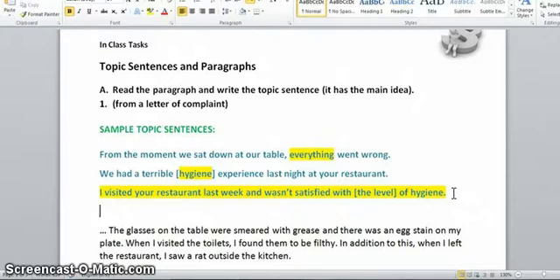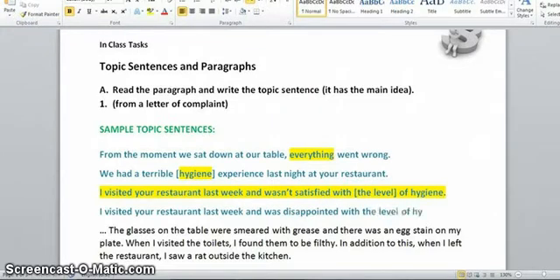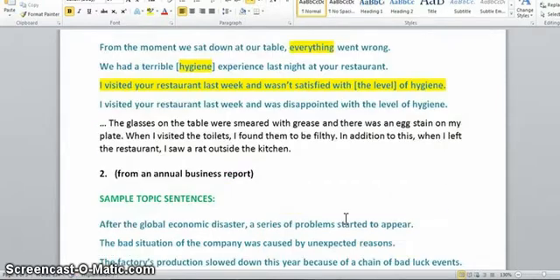So if we take the first part, I visited your restaurant last week. And here I want to get in the idea of the complaint, and was disappointed with the level of hygiene. So if we look here, wasn't satisfied, was disappointed, we have a slightly different idea here. In other words, my expectations were different. Okay, well, let's move on and look at the next one.